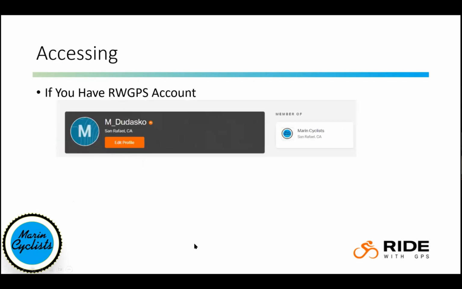So I actually have a Ride with GPS account, and when I log into my account, I have my information, but I also have the Marin Cyclist. But I'll show you how to get there in two places. So if you haven't already signed up with the club account on Ride with GPS, you can do so with the link that was in the calendar invite.